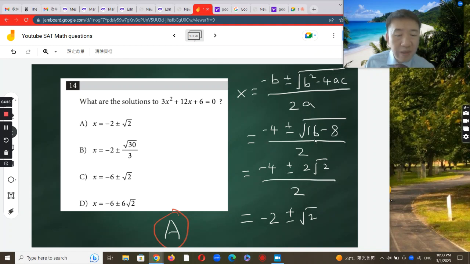Now 16 minus 8 is the square root of 8. The square root of 8 is 2 times the square root of 2. So this is the last thing you get. Now there's a common term of 2, so you can cancel out the 2. This becomes negative 2, and this 2 would disappear. So the answer becomes negative 2 plus or minus the square root of 2, which is choice A right here.